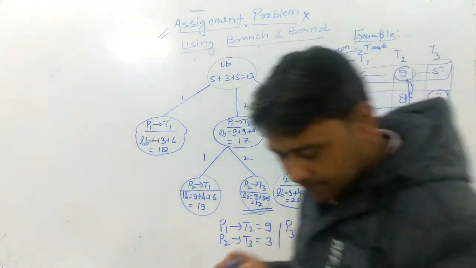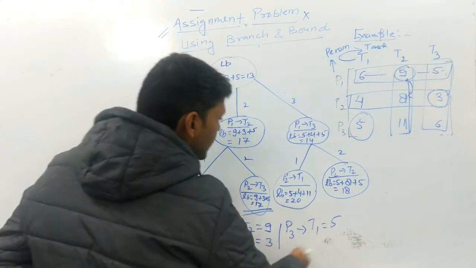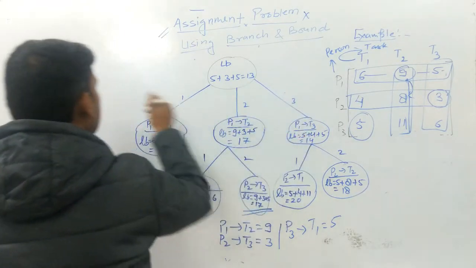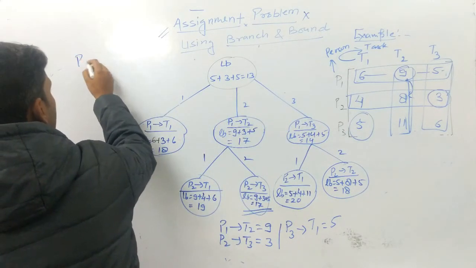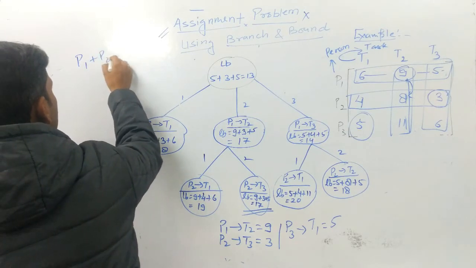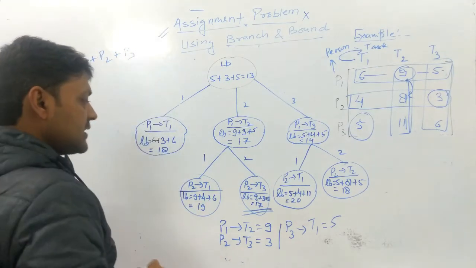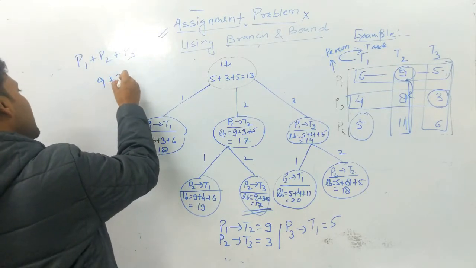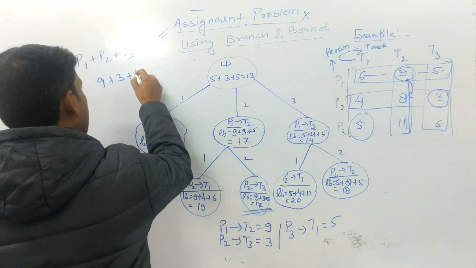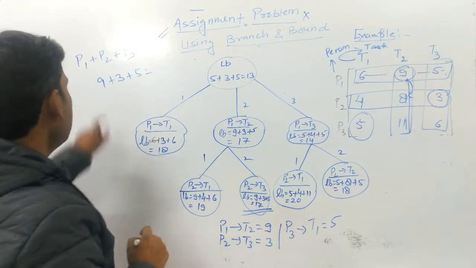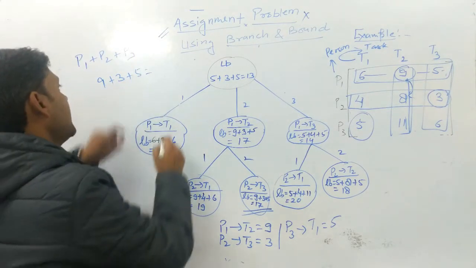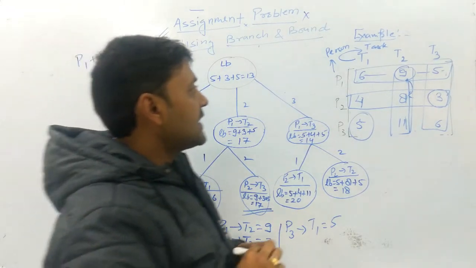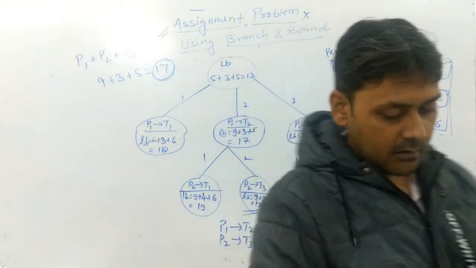That means the total task performed by all these 3 persons is P1 plus P2 plus P3. What is the value of P1 plus P2 plus P3? This is 9 plus 3 plus 5. 9 plus 3 is 12, plus 5 is 17. What is the minimum cost to be utilized for all the tasks performed by the given persons?